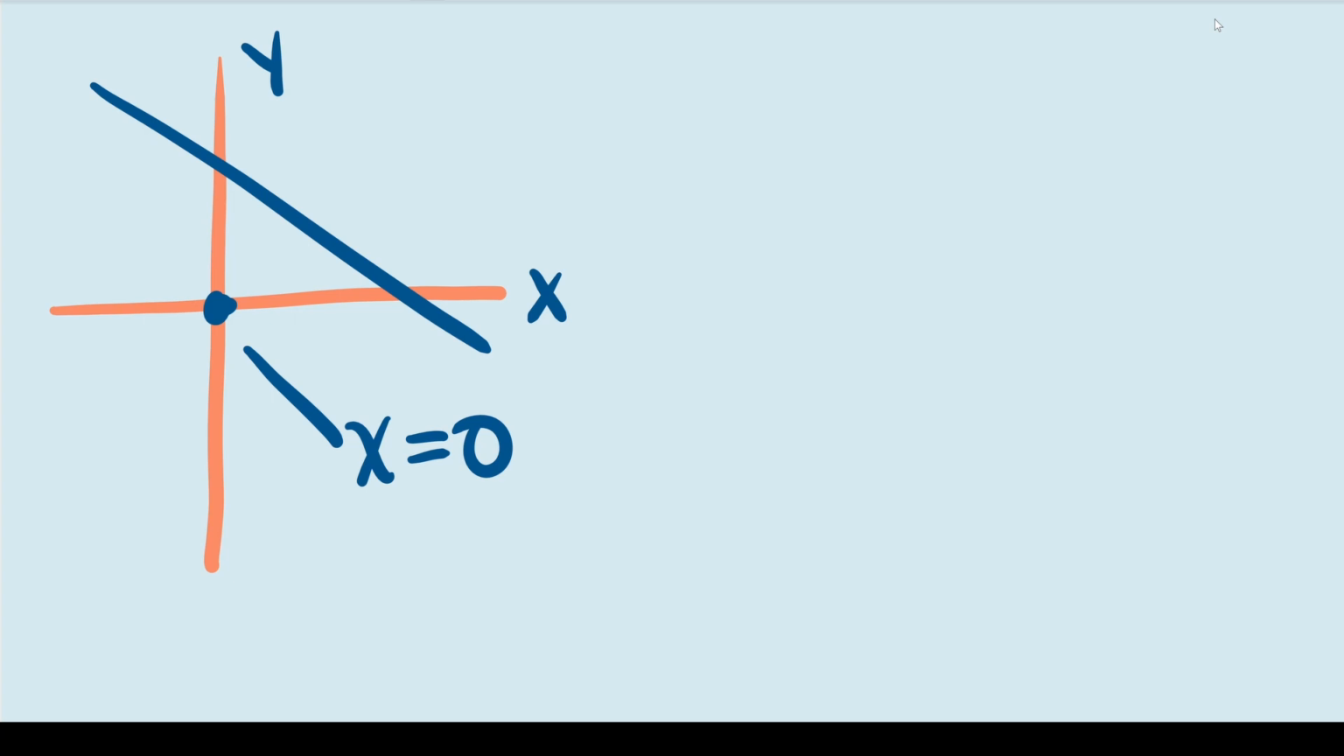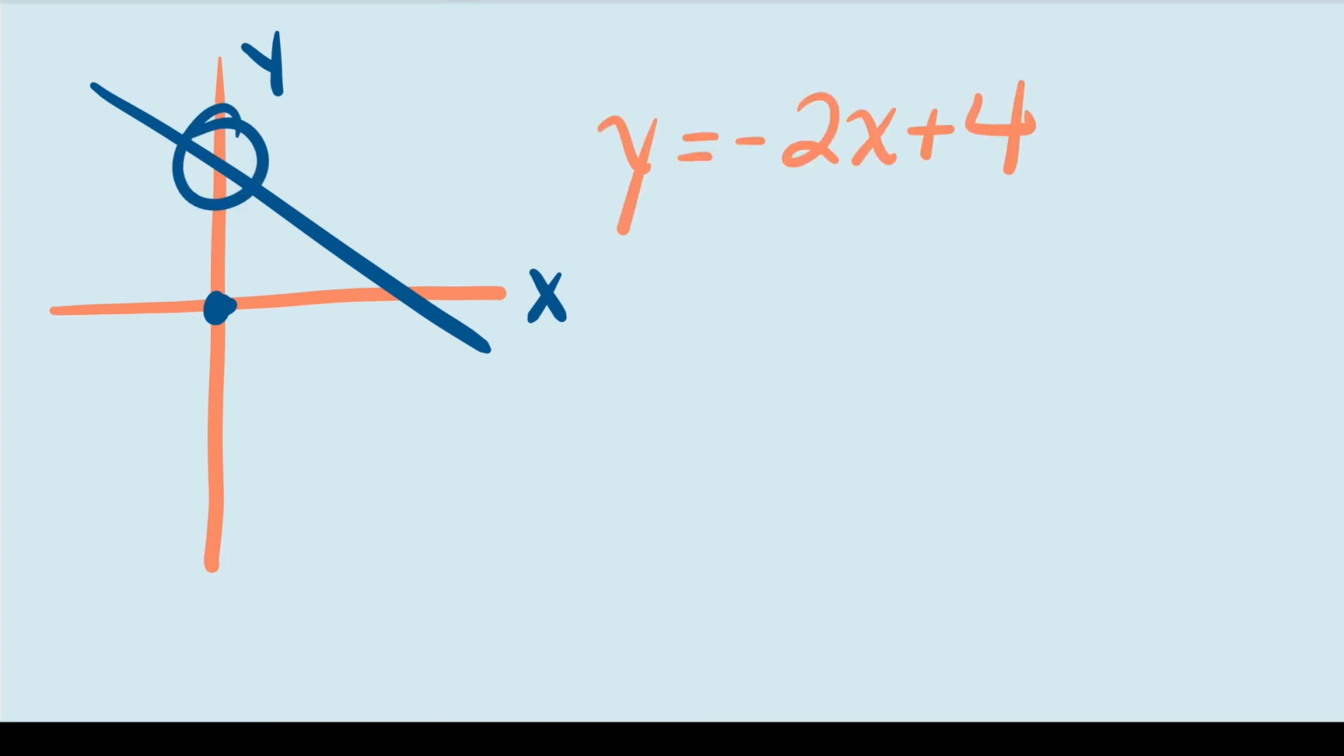Let's see this in action with a few examples. So here we have the equation y equals negative 2x plus 4. Now, if you've already seen my video on slope-intercept form, you already know what the y-intercept is going to be. But let's see if we can find it using the method I described. Very simply, all we're going to do is plug in 0 for the value of x. What that's going to do is eliminate this whole term right here, because anything times 0 is just 0.